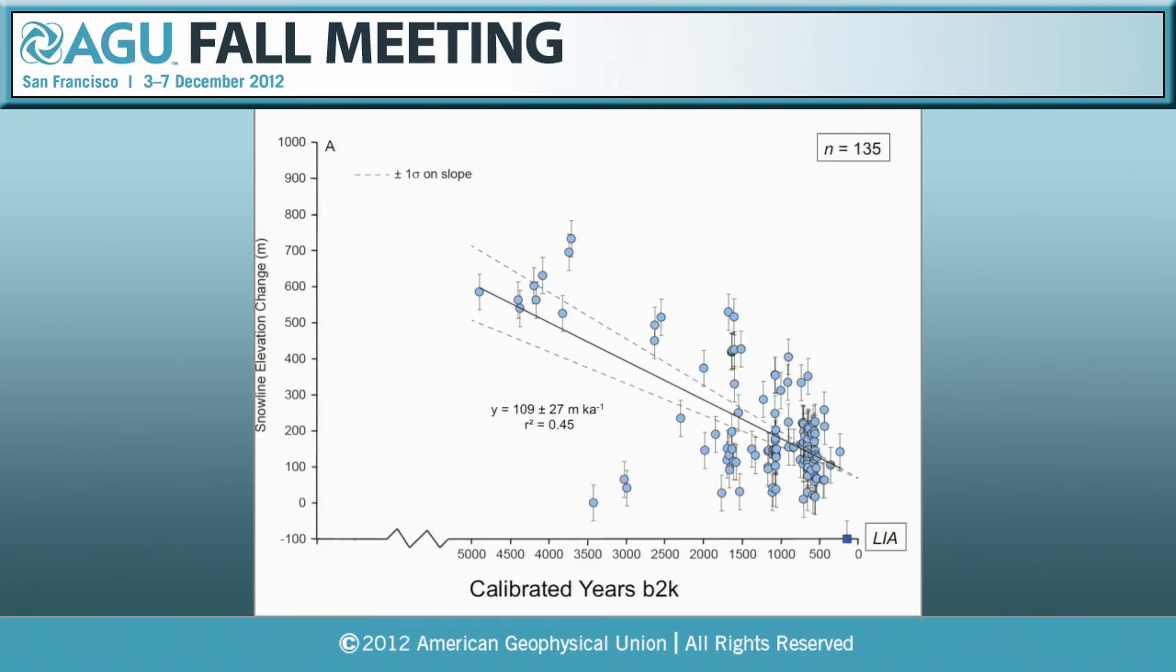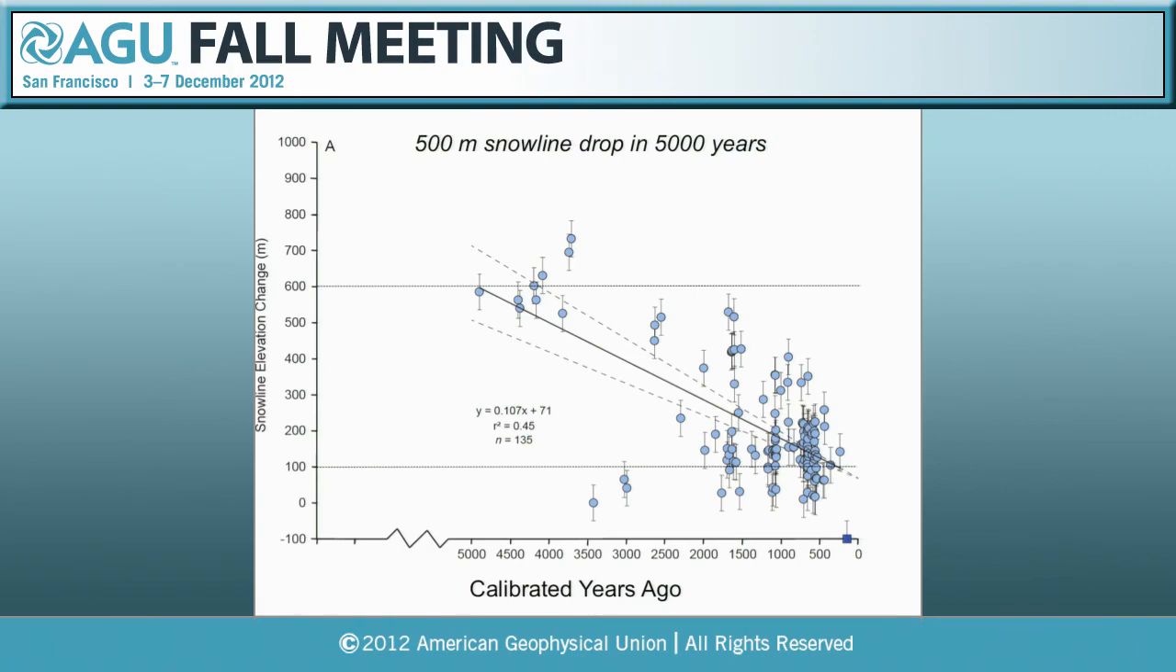Now, there's a number of ways you can draw lines through this. We've tried a whole range of them. And for the purposes of this talk, it doesn't matter too much how we do it. So this is simply a least squares regression on all the data points, and these are the one sigma standard deviations dashed down there. It shows that, on average, the snow line has been decreasing over the last 5,000 years. Now, there's no doubt centennial variability on top of that. I don't mean to suggest it's a monotonic decrease. But on average, the first order trend is a decrease, and that decrease amounts to something like 100 meters per millennium, so 500 meters in the last 5,000 years.